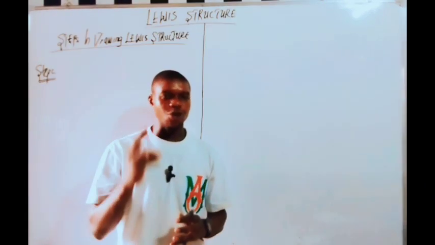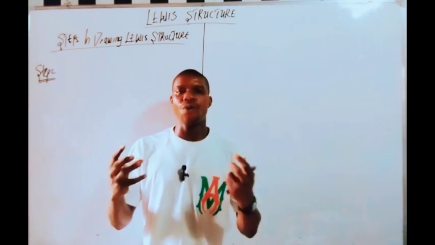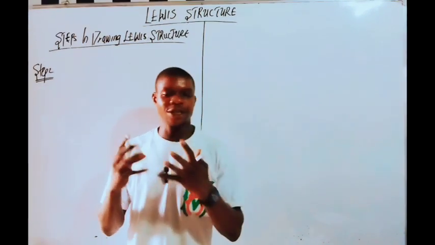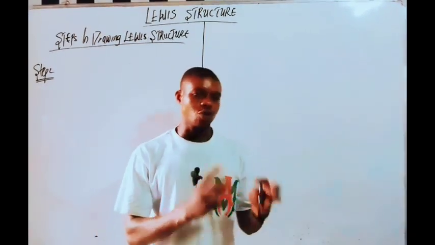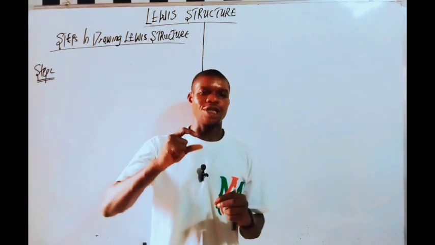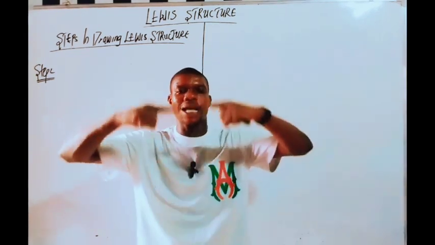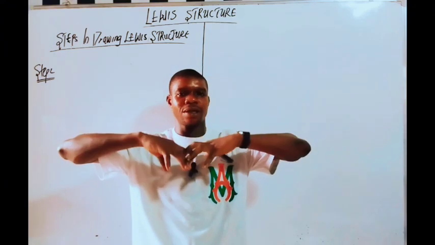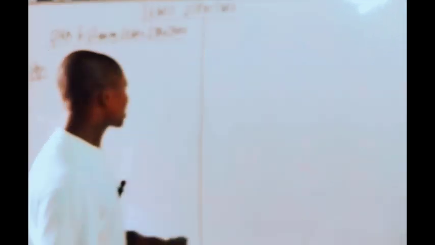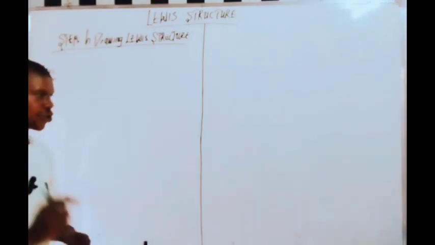Do you understand? So remember, when you are drawing the skeleton here, the first thing you want to do is place the least electronegative element at the center atom. The other ones will be the side atoms. Do you understand? So now let's give a practical illustration so you understand.